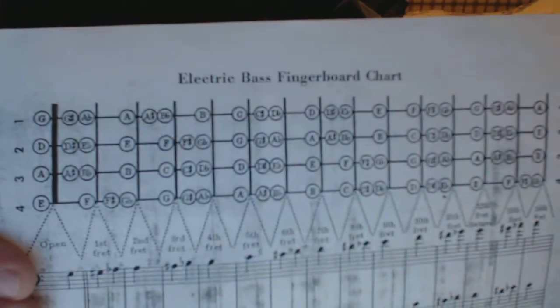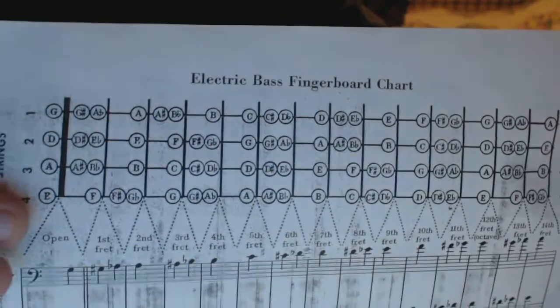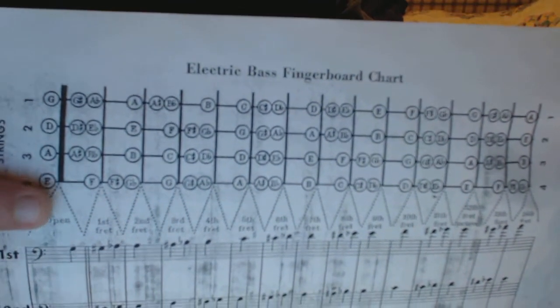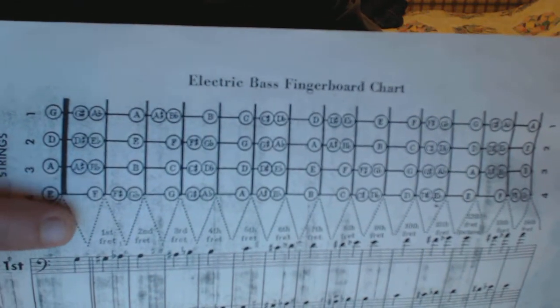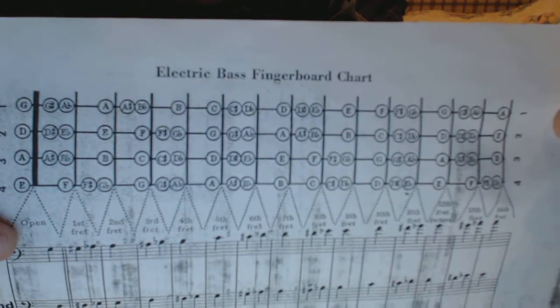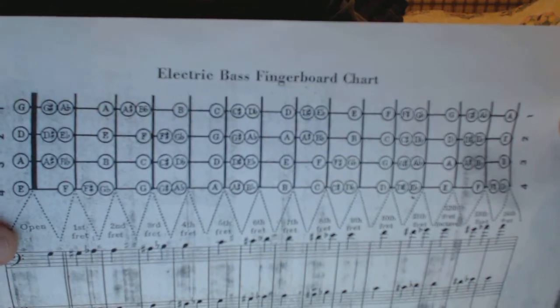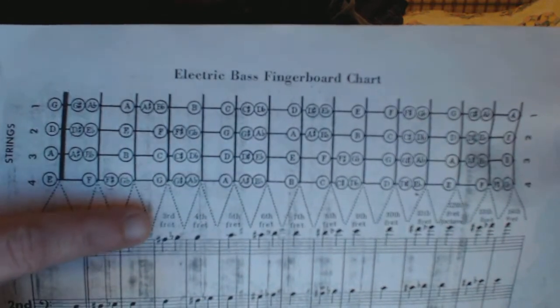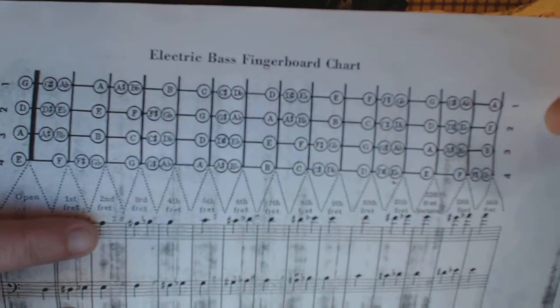Now that takes us back to the chart. Now when we bring this chart up and we look here where it says E, and we see F right there, that's our first fret. Now you see where it says open, that means you don't have to press anything down on the string. And then we have first fret, second fret, third fret, and so on.